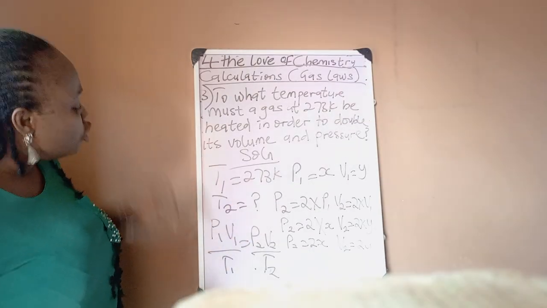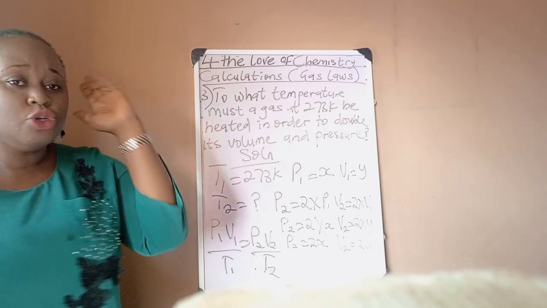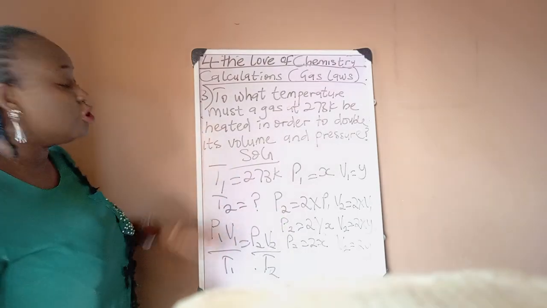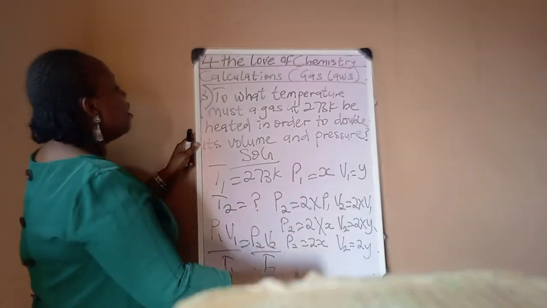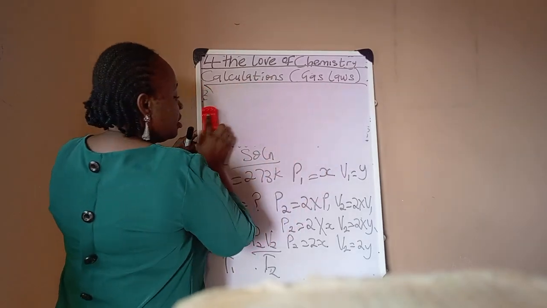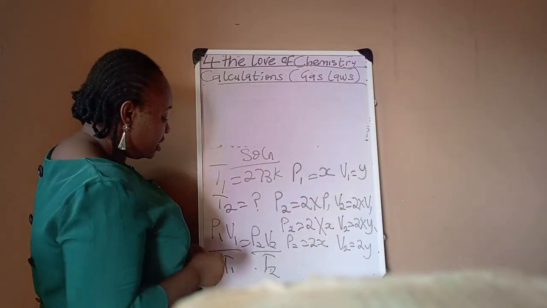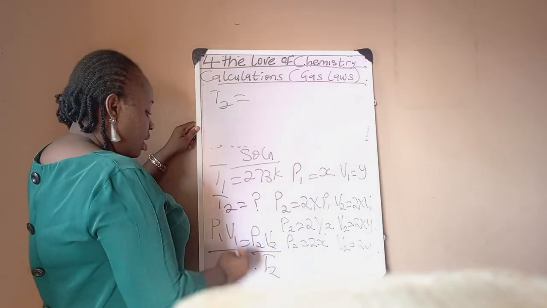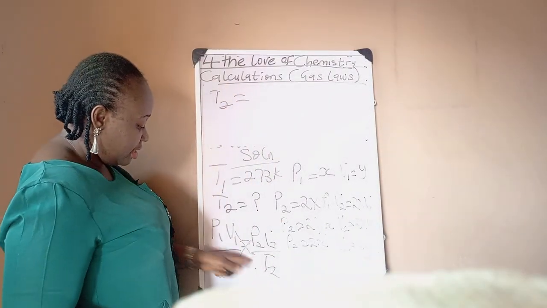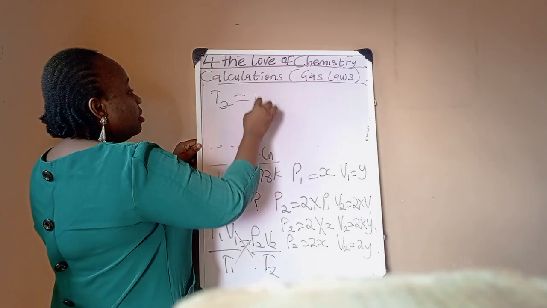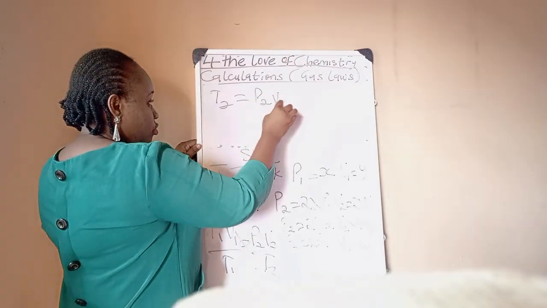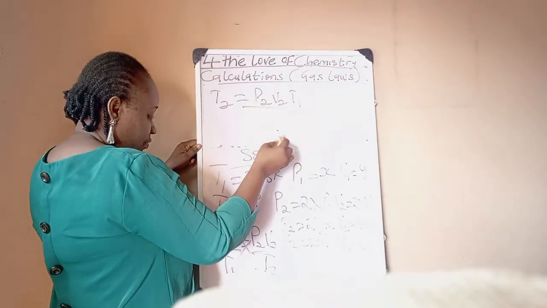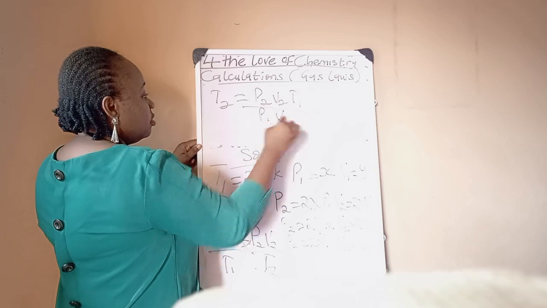And we are looking for T2. So the next step is to make T2 the subject of the formula. So T2 equals, if you cross multiply this, P2 V2 T1 all over P1 V1.